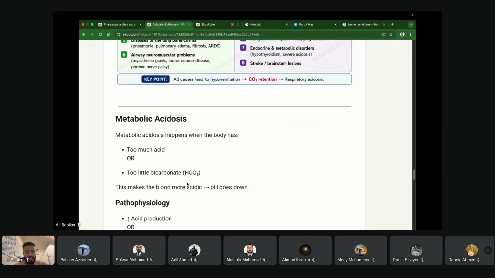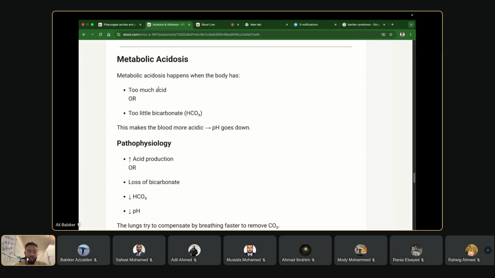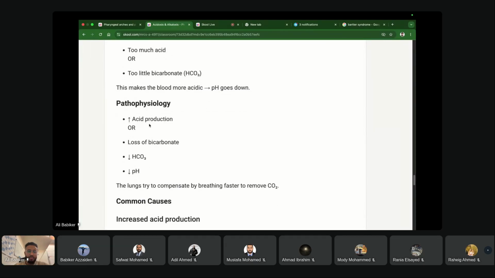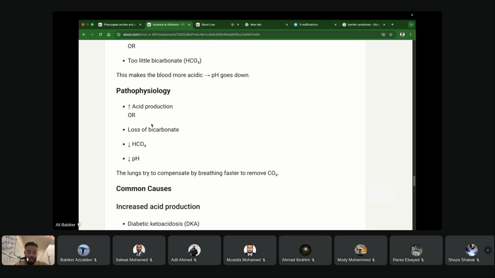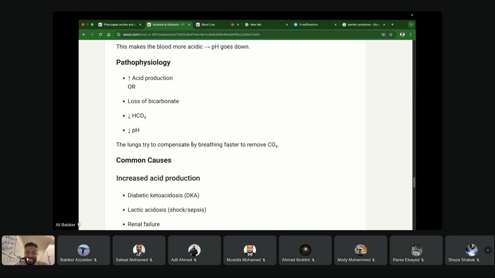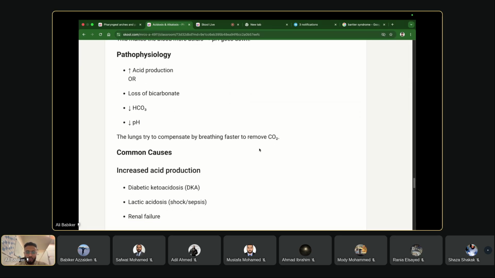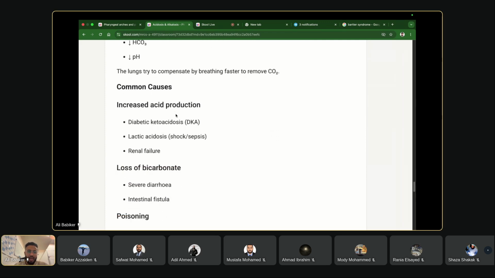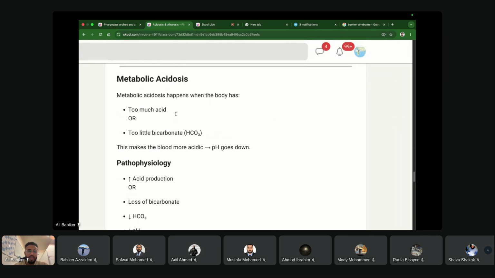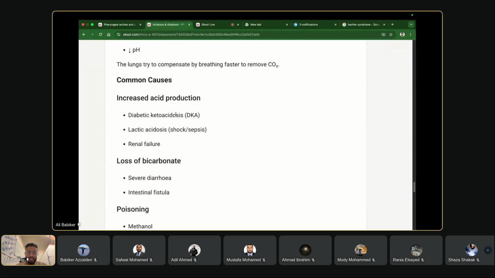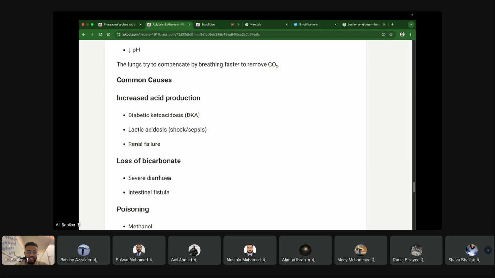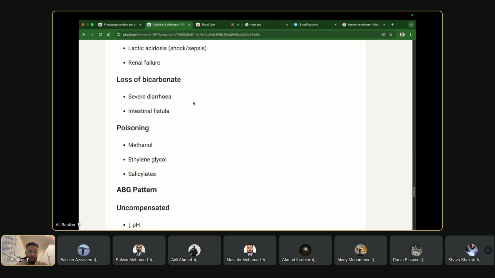All right. This is the metabolic acidosis. This is the pathophysiology. There will be acid production increase or loss of bicarbonate. The lung tries to compensate by breathing faster to remove CO2. Very clear. And these are the common causes of metabolic acidosis: diabetic ketoacidosis, lactic acidosis, and renal failure. Severe diarrhea, intestinal fistula. Poisoning like methanol, ethylene glycol, and salicylate.